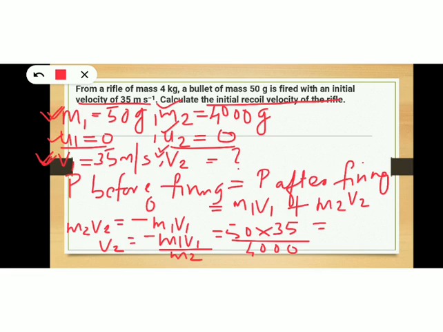And sorry children, here one minus sign is there. I forgot to put this minus sign. So the final value is minus 0.4375. Okay, minus 0.4375. This is the recoil velocity. That means this is the value of V2. And what is the unit? Unit will be meter per second. So this is the answer, minus 0.4375. The minus sign indicates that it is a recoil velocity. That means it is the velocity with which the gun moves backward.